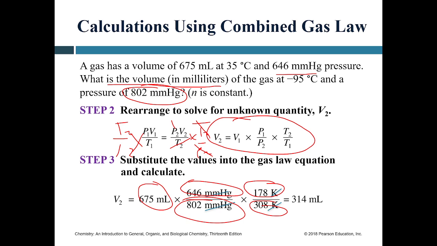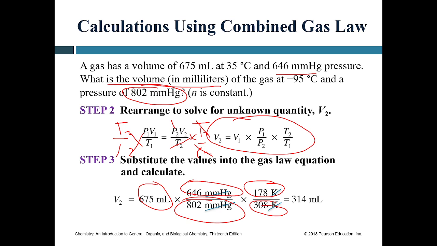Okay, so the other way you can do this is you take this gas law, P1 V1 over T1 equals P2 V2 over T2, and you plug your numbers directly in there. We have 675 milliliters. That is V1, right? We have a pressure that's related to that. We go over there, see that 646 up there? And we put that in.